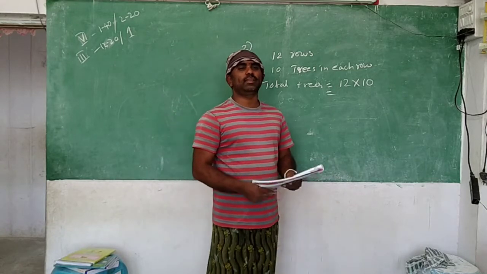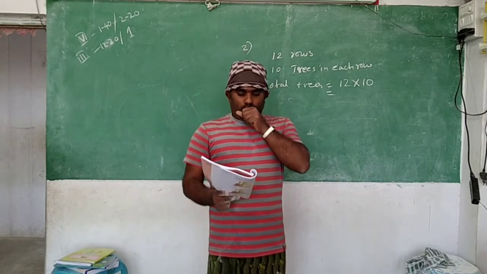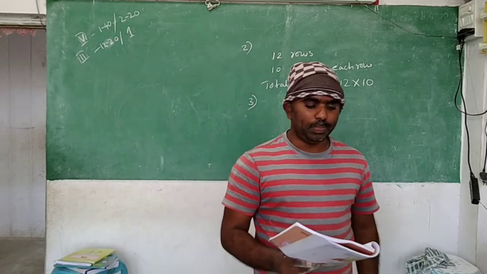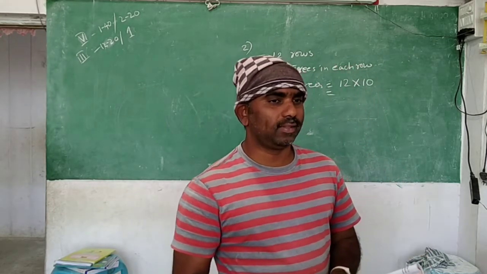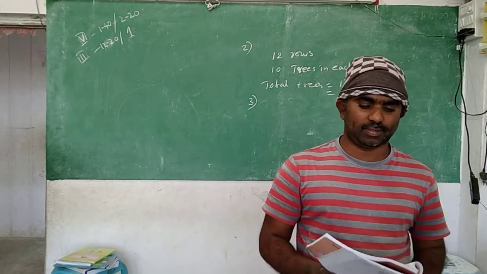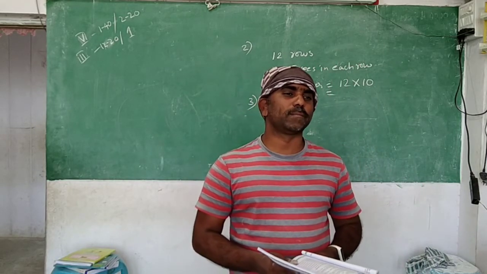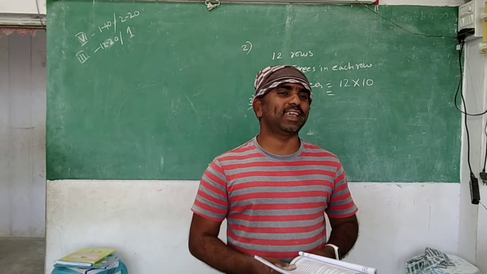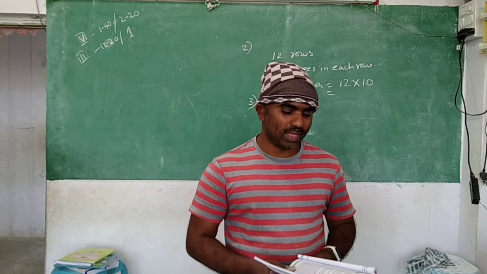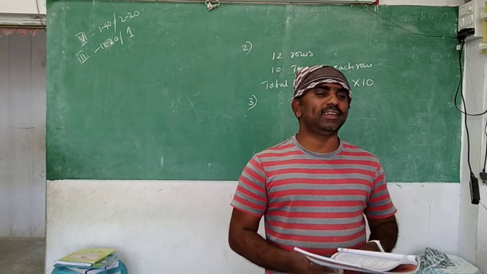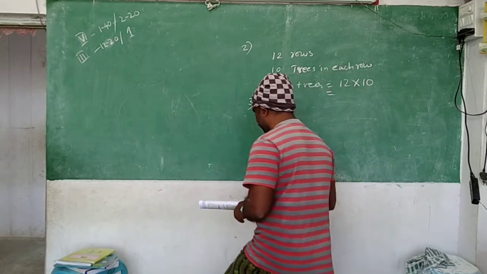Question number 3. There are 18 rows in a bus. 5 passengers can sit in each row. Then how many passengers can sit in the bus? So what should we do?